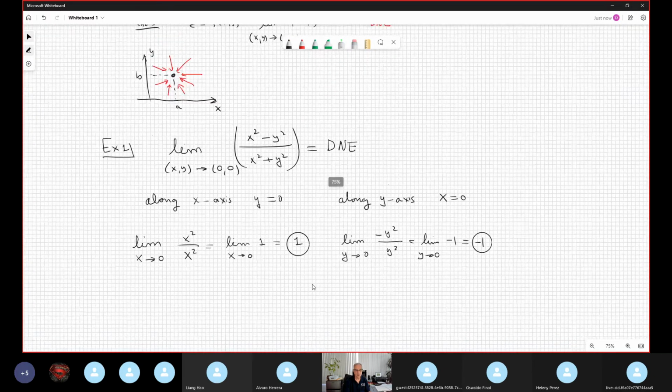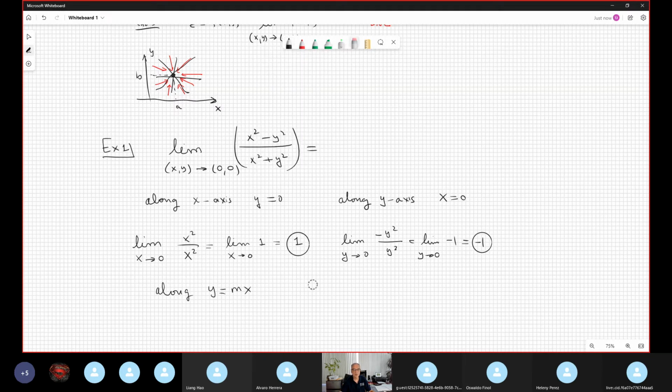Well, professor, but then you need to prove 1, 2, 3, 4, 5, 6. No. Suppose along the line y equals mx, which is any line passing through the specific point. Then you replace here. You replace x squared, it stays. You replace y squared with m squared x squared, divided by x squared again, plus m squared x squared. Sorry, I'm crazy. The only thing I did was replace y with mx.